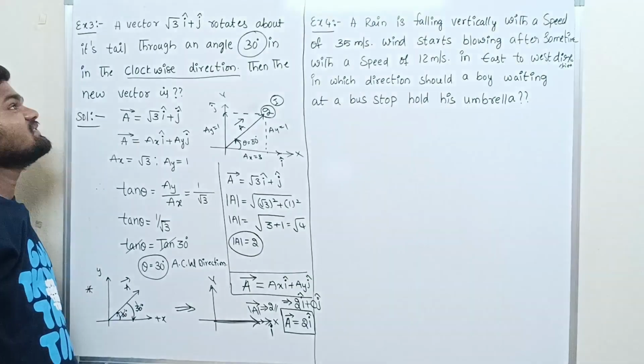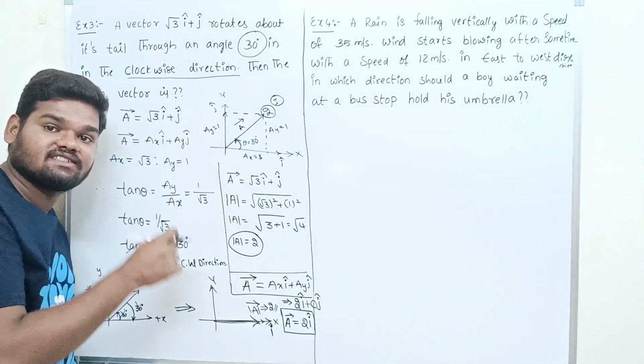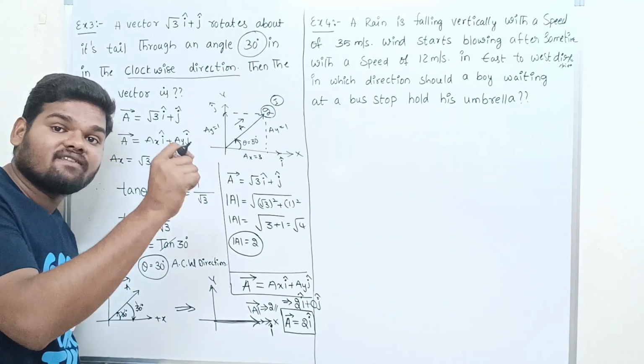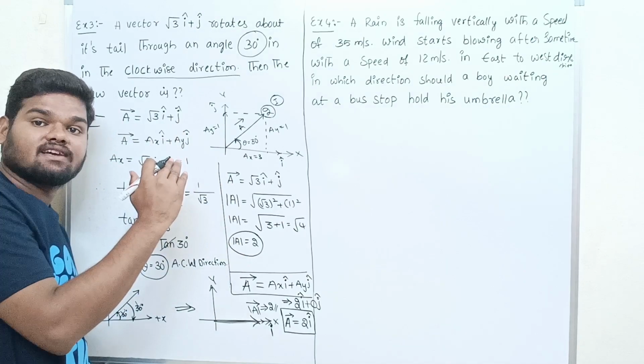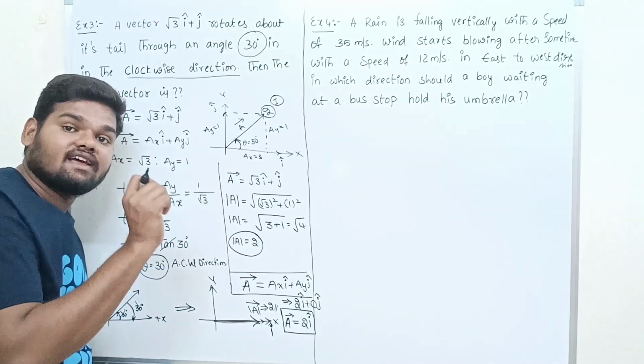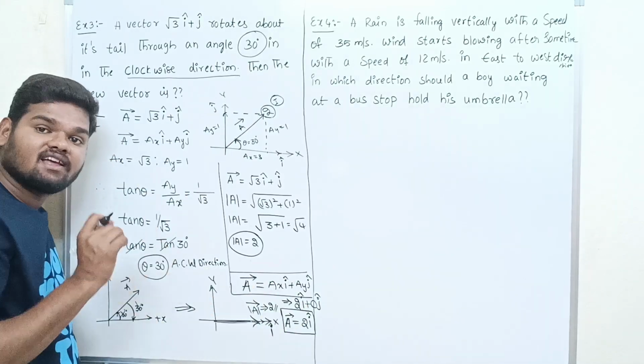So likewise, whatever the rotation problems are there, you have to solve like this. First, what we have to find? We have to find at what angle the a bar vector is lying from the positive x-axis. Then we have to check in which direction the a bar vector is rotated. After that, do like this and you will get the answer.